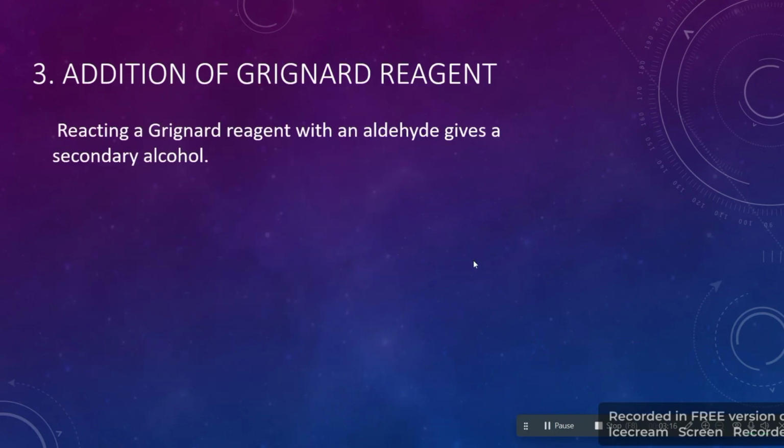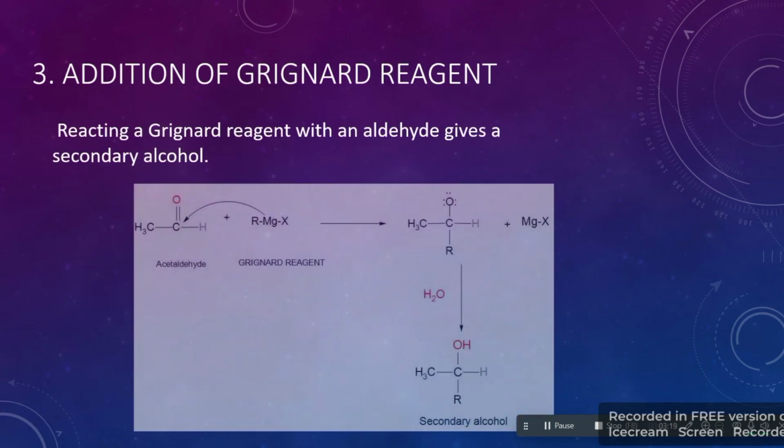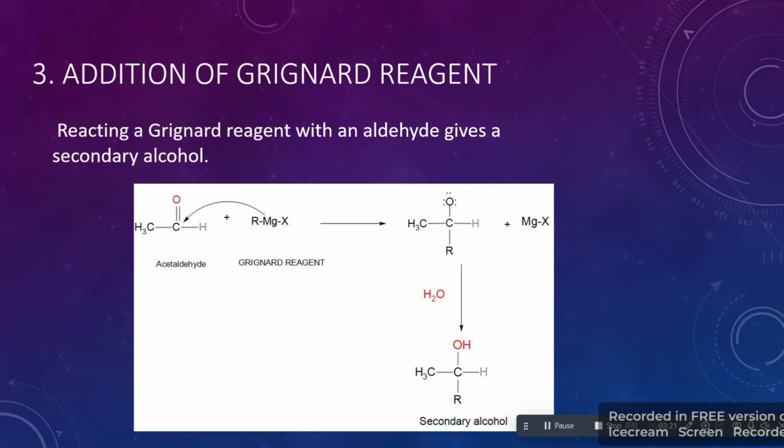Third method is addition of Grignard reagent. Reacting a Grignard reagent with aldehyde gives us secondary alcohol. As you can see here, R is attacked to the carbonyl group and then formation of secondary alcohol by hydrolysis.